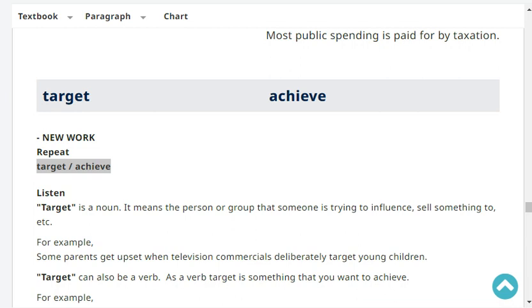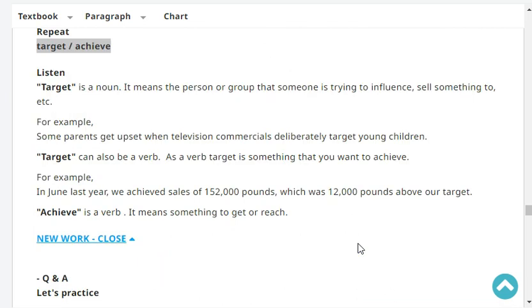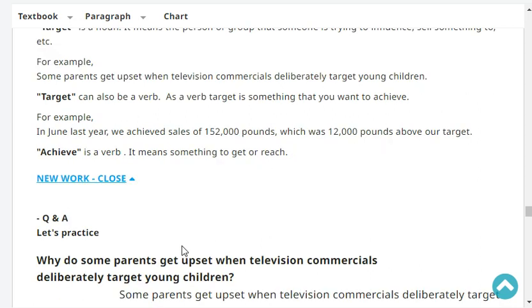Target. The word target is a noun. It means the person or group that someone is trying to influence, sell something to, etc. For example, some parents get upset when television commercials deliberately target young children. Target can also be a verb. As a verb, a target is something that you want to achieve. For example, in June last year, we achieved sales of 152,000 pounds, which was 12,000 pounds above our target. Achieve is a verb. It means to get or reach something.